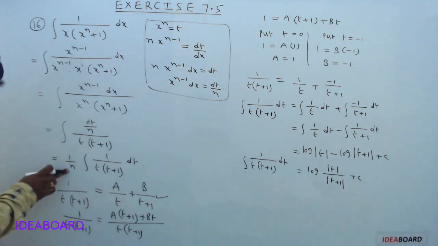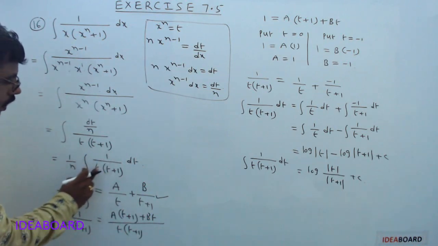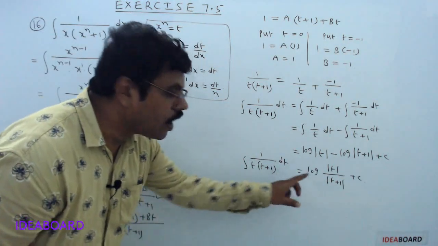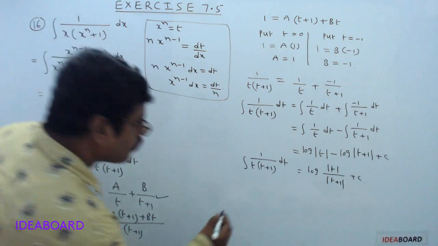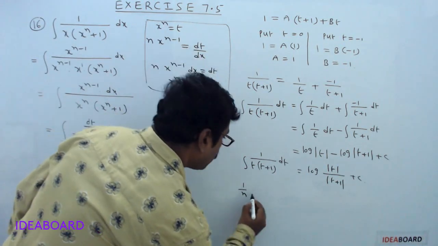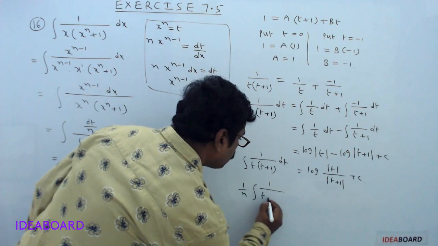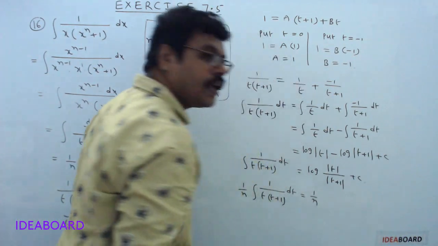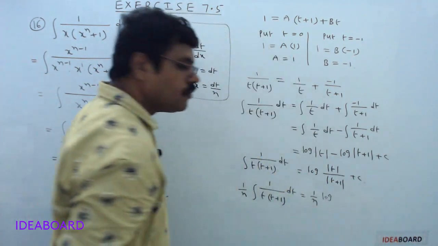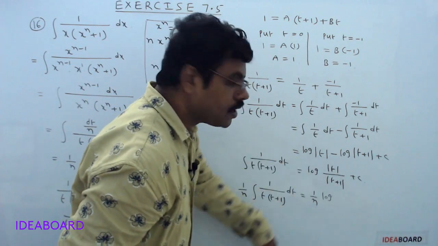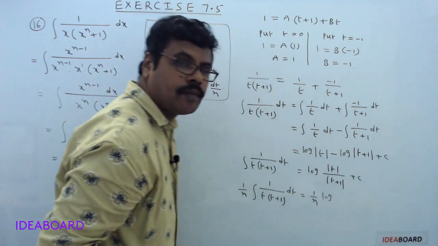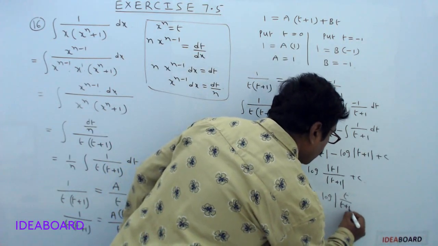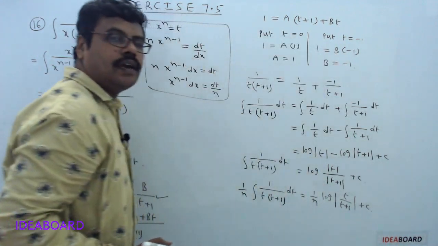What is our required value? 1 by n into integral 1 divided by t into t plus 1 into dt. So multiply this equation on both sides with 1 by n. So this is 1 by n into integral 1 divided by t into t plus 1 into dt equals 1 by n into, here log of modulus function will be there, modulus function in the numerator, modulus function in the denominator. So this expression can be taken as modulus of t divided by t plus 1 plus a constant c.